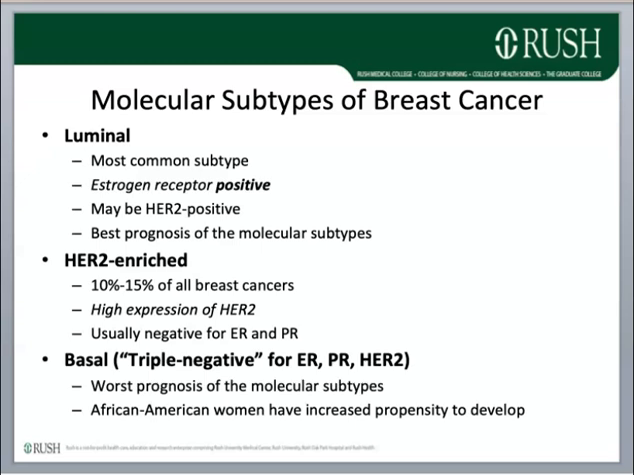This is not a uniform subtype. Some of them show features of more myoepithelial expression, while others are just negative for everything. It's interesting that African American women have been shown to have an increased propensity to develop these basal type or triple negative tumors.